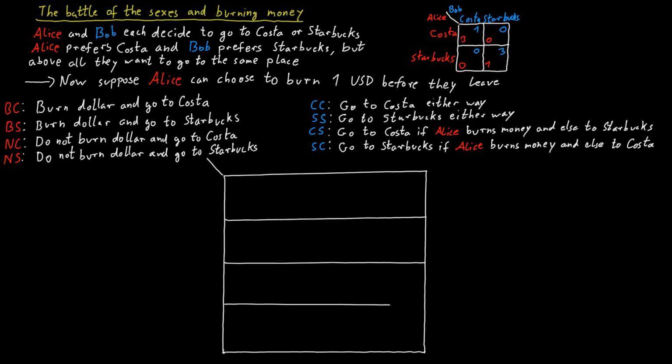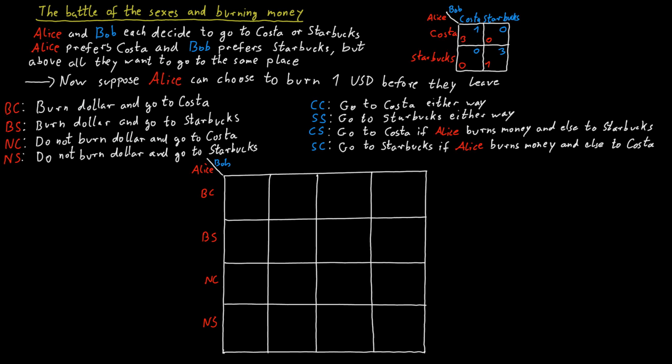Bob's payoff in this new game is the same as before. He gets a payoff of 0 if he doesn't meet Alice at all. He gets a payoff of 3 if they meet in his favorite coffee place, Starbucks. And he gets a payoff of 1 if they meet at Costa. If Alice does not burn the money, her payoff is also the same as before. If they don't meet, she gets 0. If they meet in her favorite place, Costa, she gets 3. And if they meet at Starbucks, she gets 1.